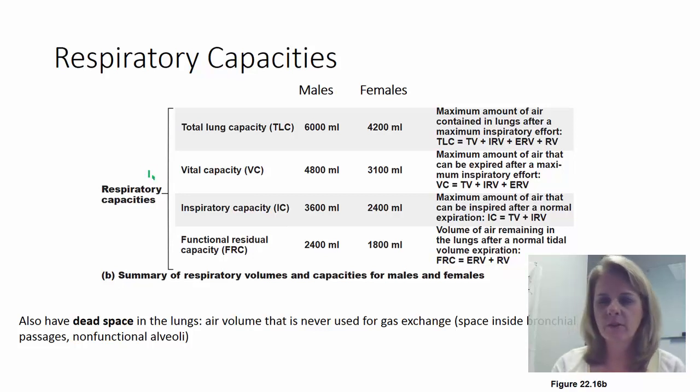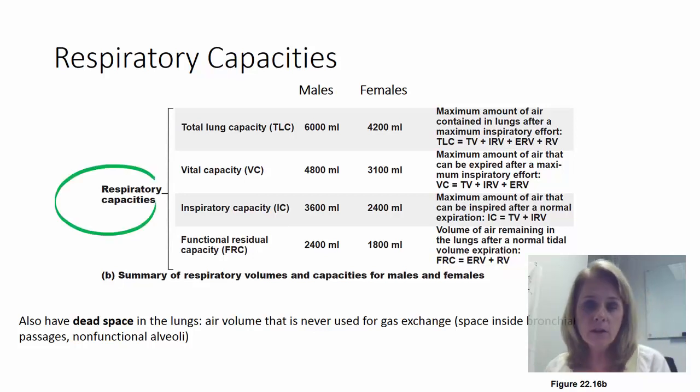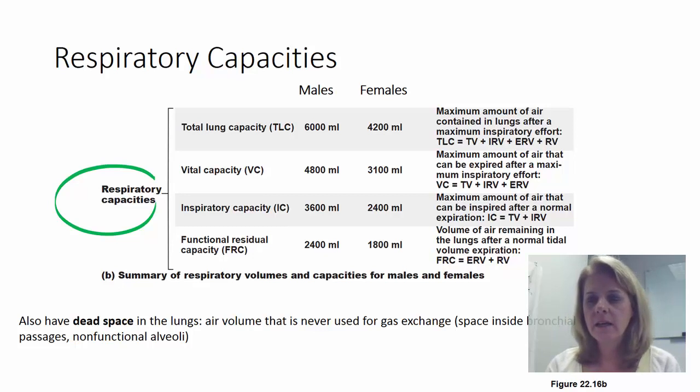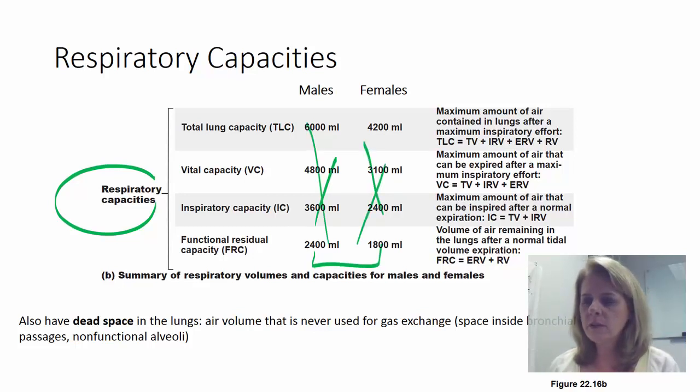And so your capacities are called your total lung capacity, vital capacity, inspiratory capacity, and functional residual capacity. Again, males are bigger than females. Don't worry about the actual numbers. I also really am not going to spend a whole lot of time on these; you don't have to learn all of these formulas. If you're going to be a respiratory therapist, yeah, you have to learn it. But for us right now, not really.